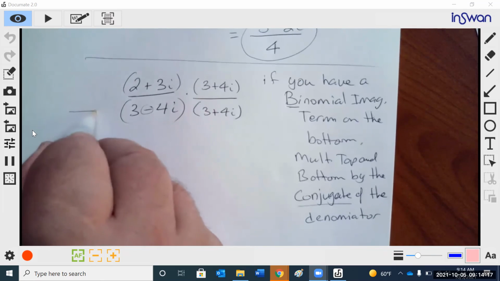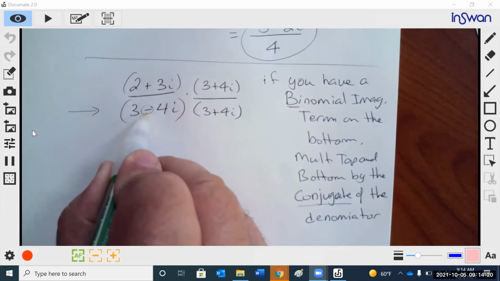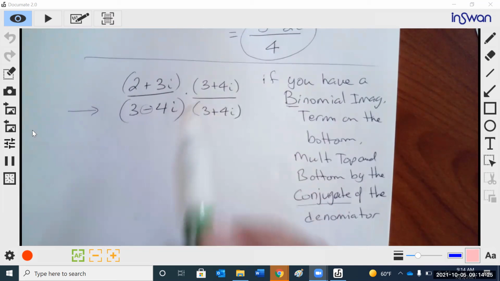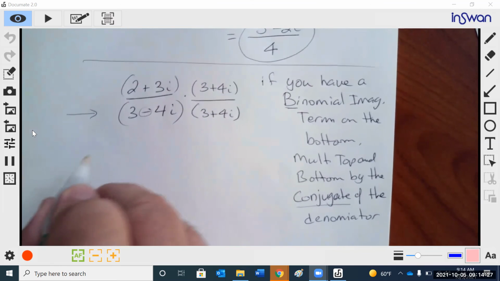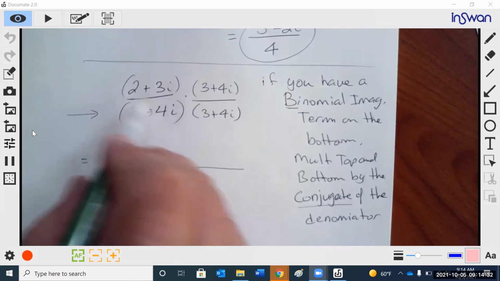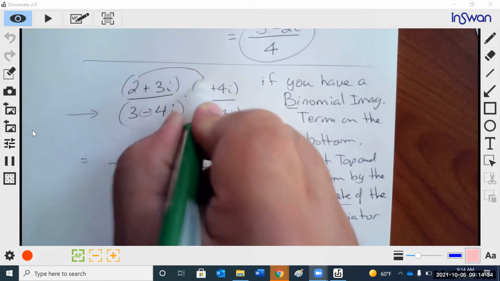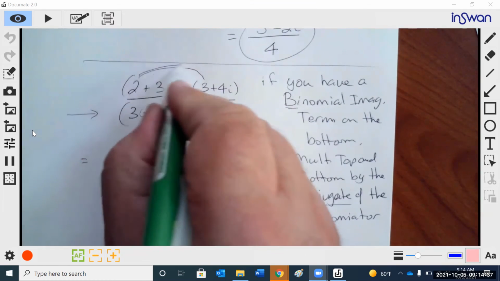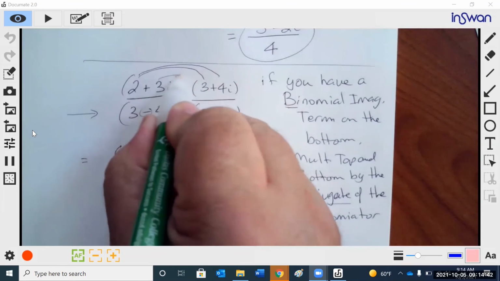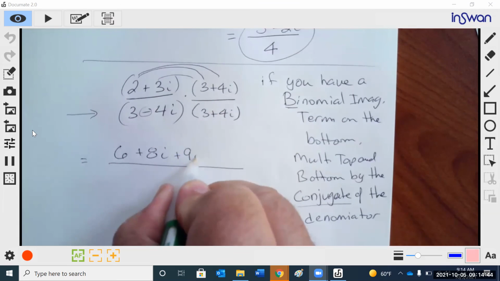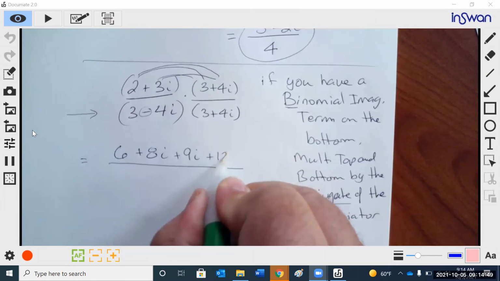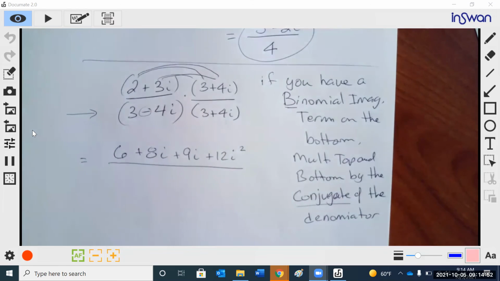So always look at the bottom, and the conjugate is simply changing that sign, because 3 plus 4i over 3 plus 4i is 1. Now, FOIL. 2 times 3 is 6. 2 times 4 is 8i. 3i times 3 is 9i. 3 times 4 is 12. i times i is i squared.